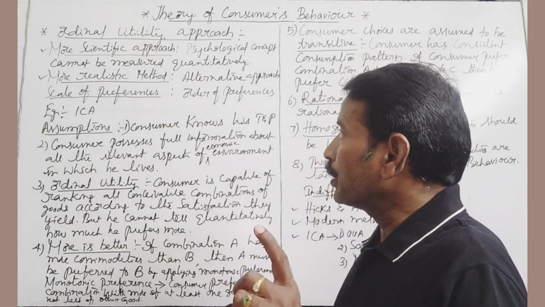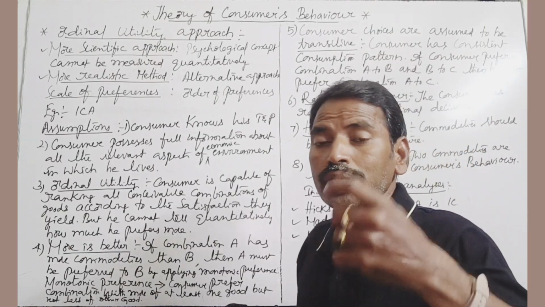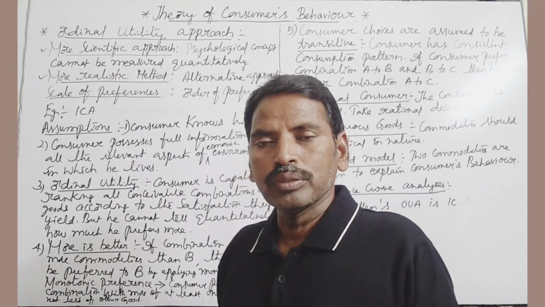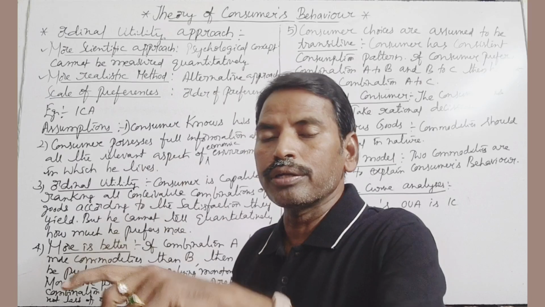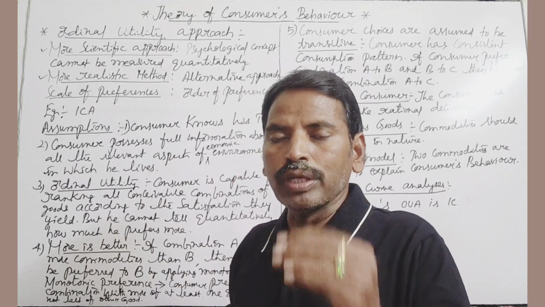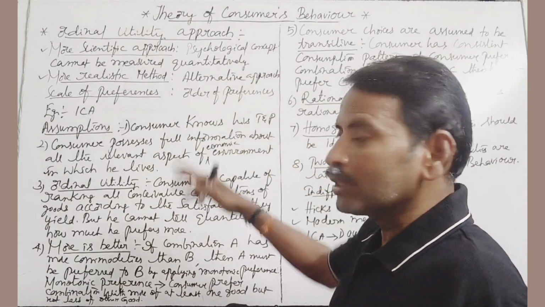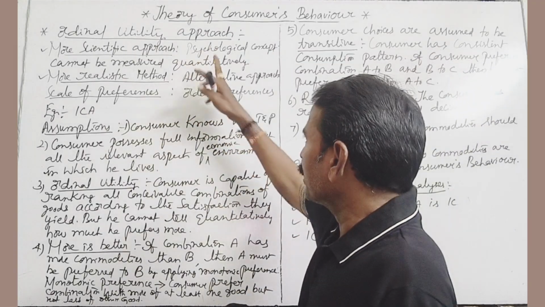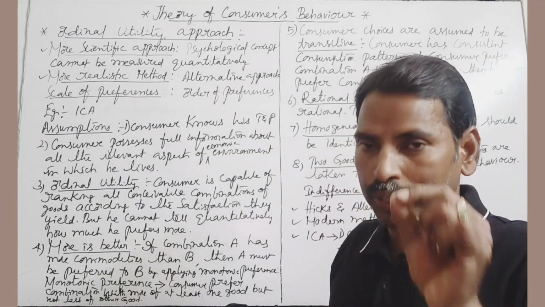Second, the ordinal utility approach is a more realistic method. According to cardinal utility analysis, utility can be measured and is a quantifiable entity. But utility is a psychological concept, and it is very difficult to measure. Whereas the ordinal utility approach is an alternative to the cardinal utility approach.